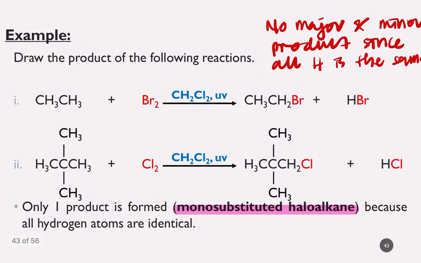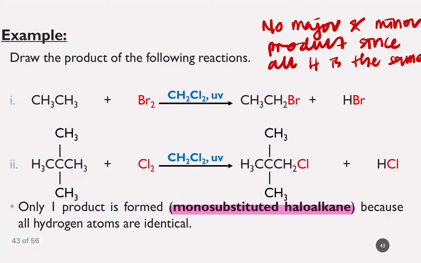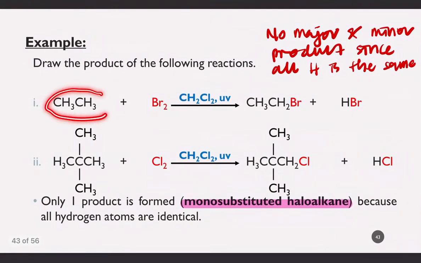So let's say, for example, they ask you to draw the product of the following reactions. Okay. So here you have apa ni? 2C maksudnya ethane kan? So when ethane reacts with Br2 in the presence of this inert solvent dichloromethane and UV, you will form this haloalkane, primary haloalkane. Okay, CH3CH2Br, bromoethane with byproduct HBr. Okay, alright. So you will form only one product, which is a monosubstituted haloalkane.